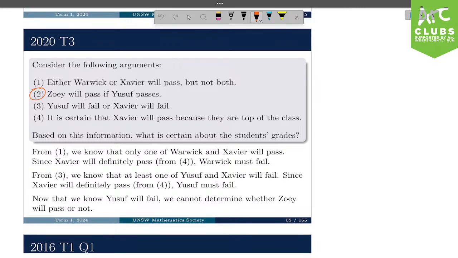An implication is only false if we have something like true going to false. So we know here Yusuf doesn't pass, so we have false going to something. This implication here will always be true, whatever the result of Zoe passing or failing will be. So we can't determine anything new about Zoe, and thus we say that we're done with the question, because Zoe is not in any of the other statements, and there is no other piece of information that indicates what Zoe's grades are. Cool, makes sense?